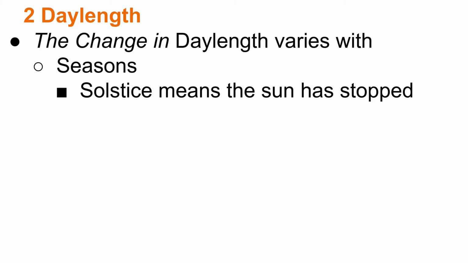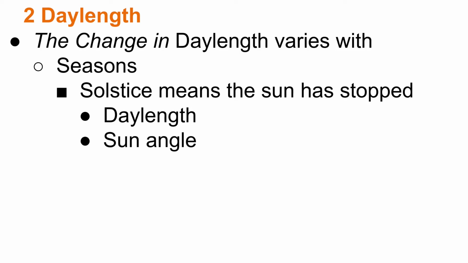Around the time of the solstice, in fact, the word solstice means the sun has stopped, and it doesn't mean that it's stopped in the sky. It means that it's not changing. The day length around the time of the solstice is the same length, and the angle of the sun doesn't really change a whole lot day to day.